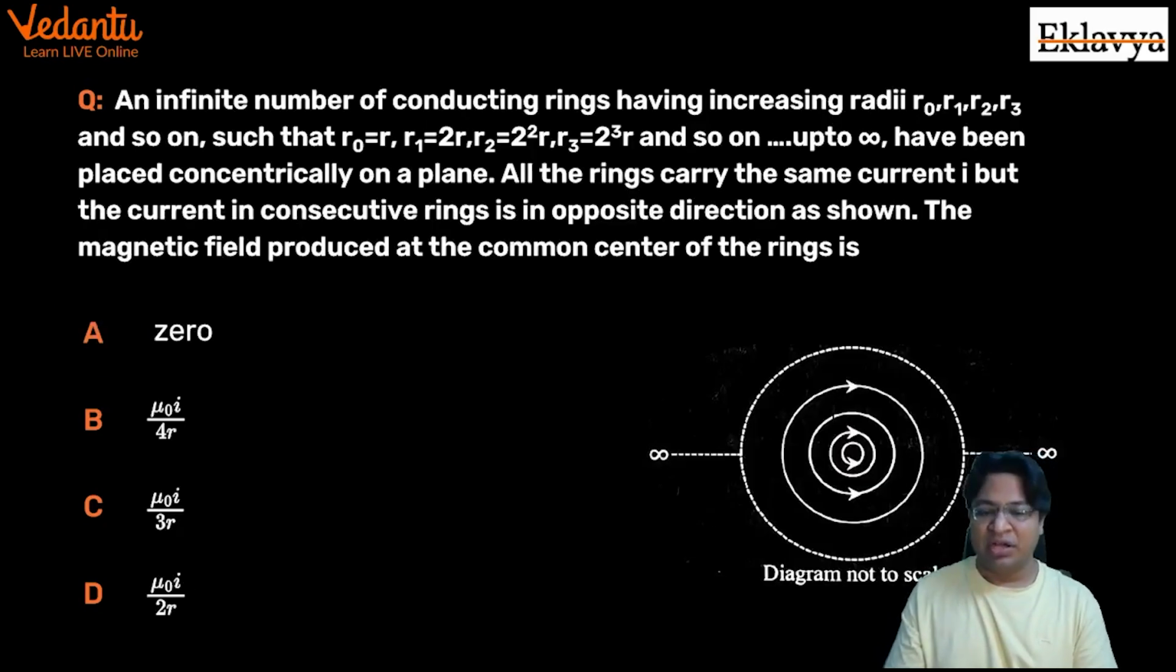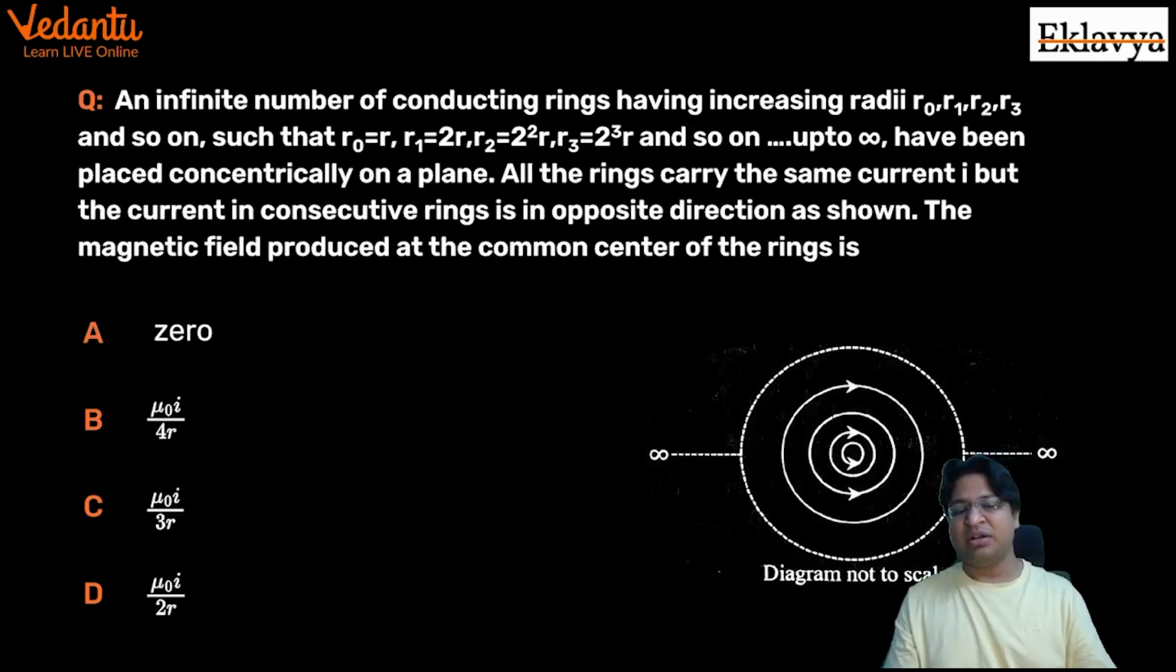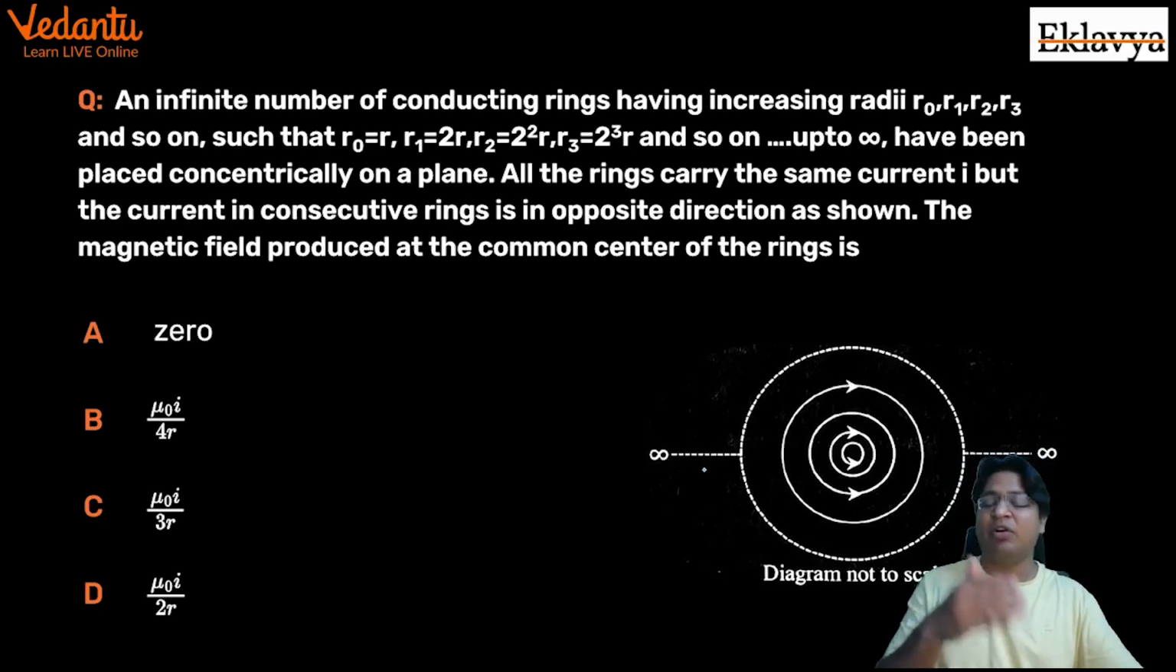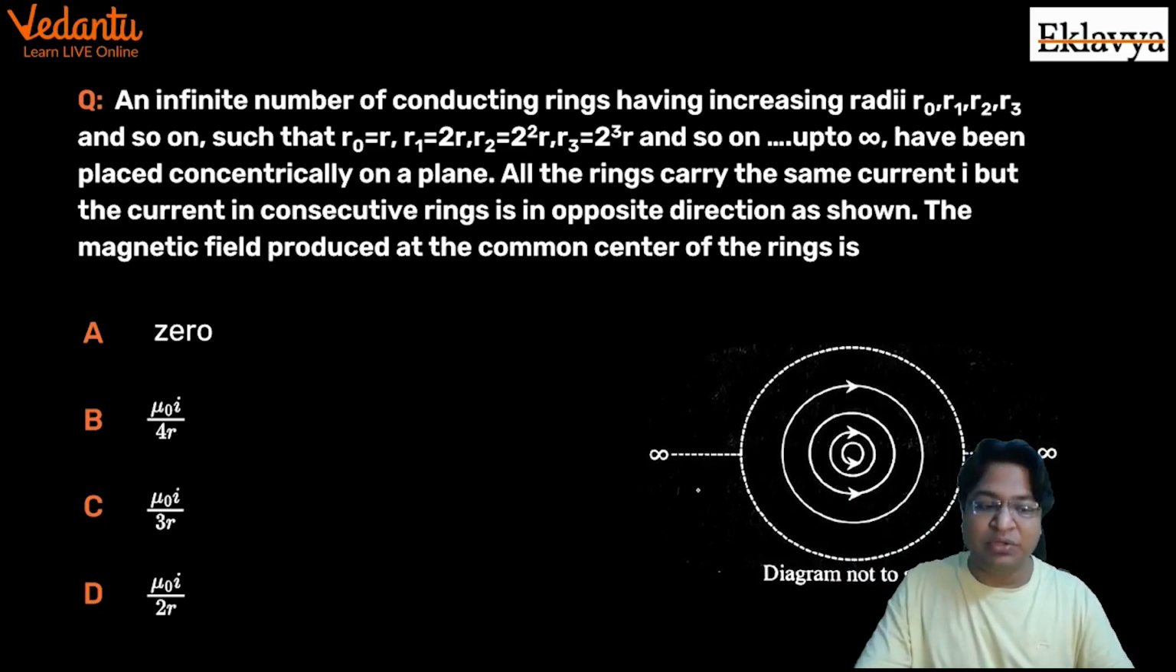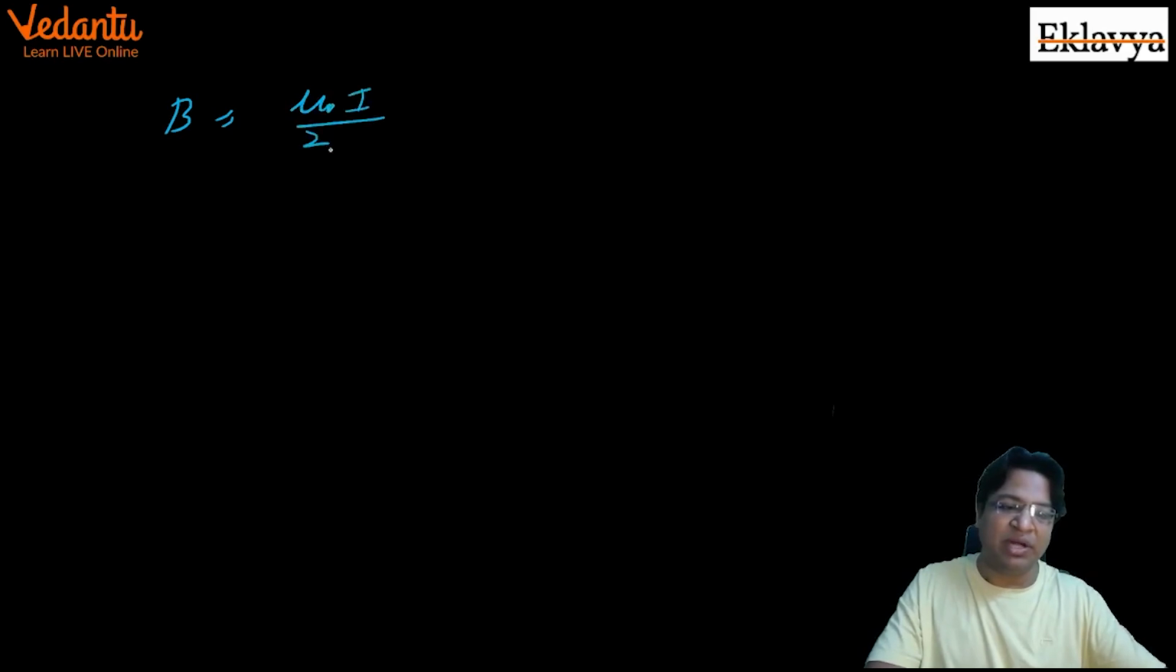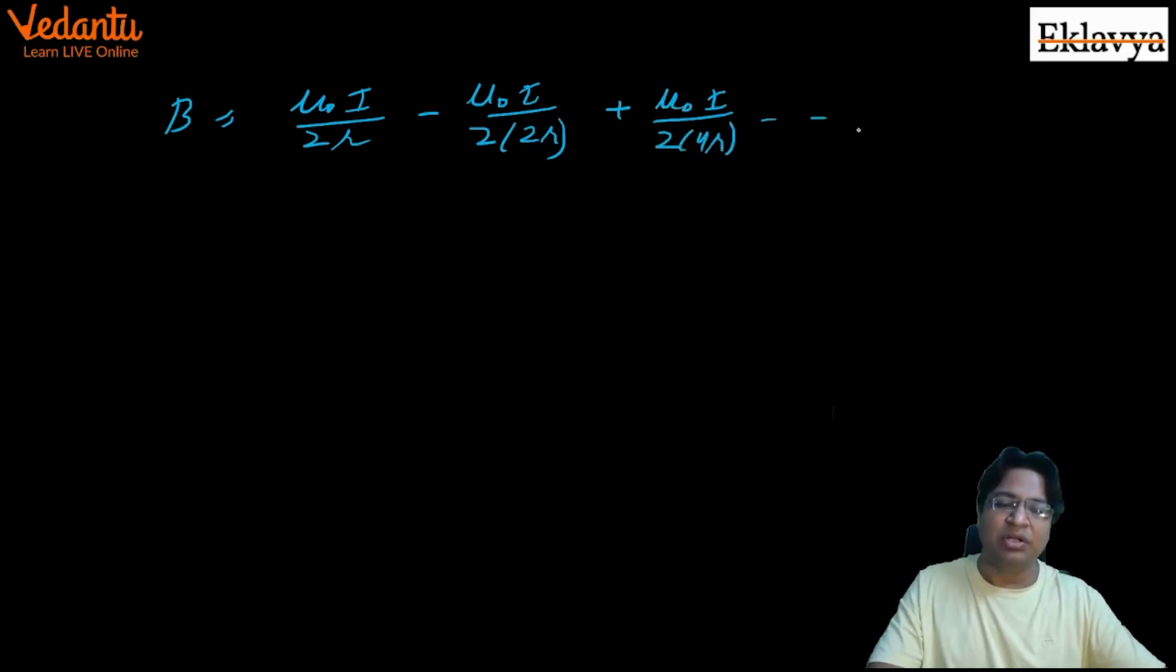There are loops which are carrying current. There are alternate loops, all right, and the direction is changing every time we are going from one loop to the next. So the magnetic field at the center would be given by mu naught I by 2r, and then the next one would be minus mu naught I by 2 times of 2r, then plus again mu naught I by 2 times of 4r, and so on.